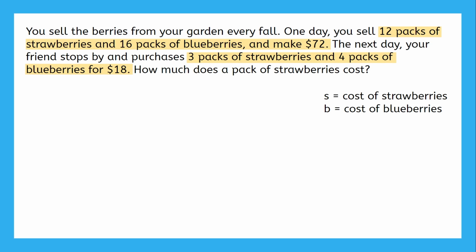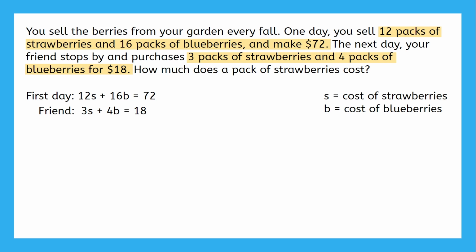Writing our equations is fairly easy this time. They come straight from the scenario. To describe profits from the first day, 12 times the cost of strawberries plus 16 times the cost of blueberries equals $72. The second equation, representing your friend's purchase, is 3 times the cost of strawberries plus 4 times the cost of blueberries equaling 18. Now that we've got a system, we can solve.